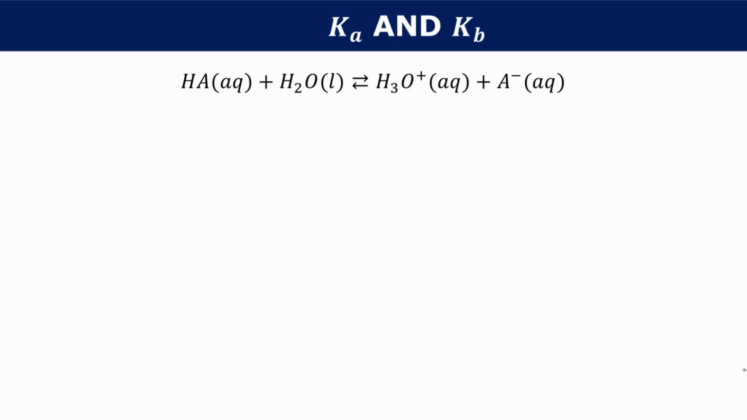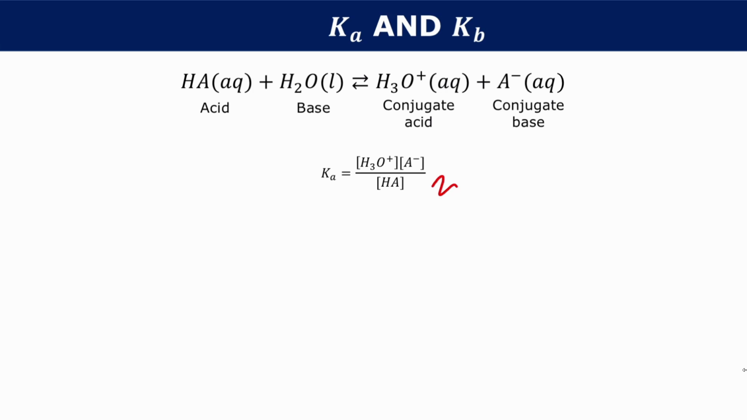So the general form is going to be HA, and it's going to react with water to produce hydronium and A- ions. So the HA is the acid, the water is the base, the hydronium is the conjugate acid, and then the A- is the conjugate base. The Ka value for this is going to look something like this. It's going to be the concentration of hydronium, H+, times the concentration of the A-, over the concentration of the acid.